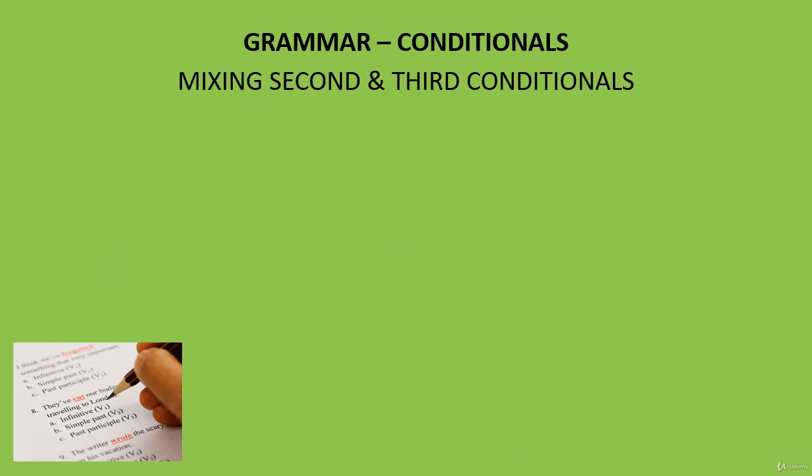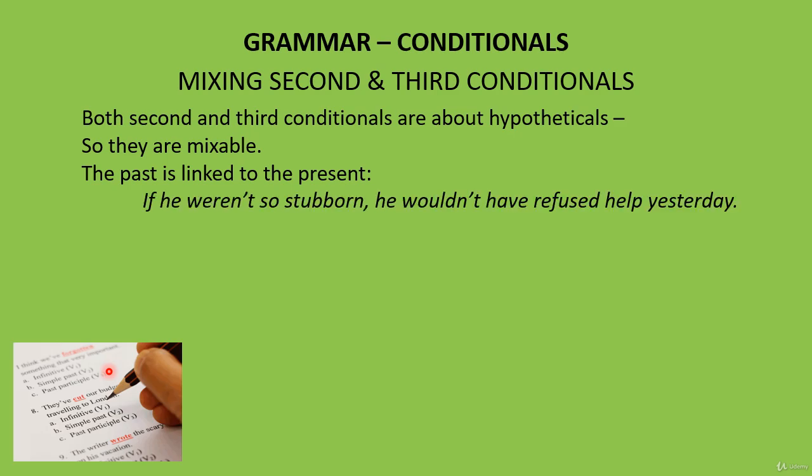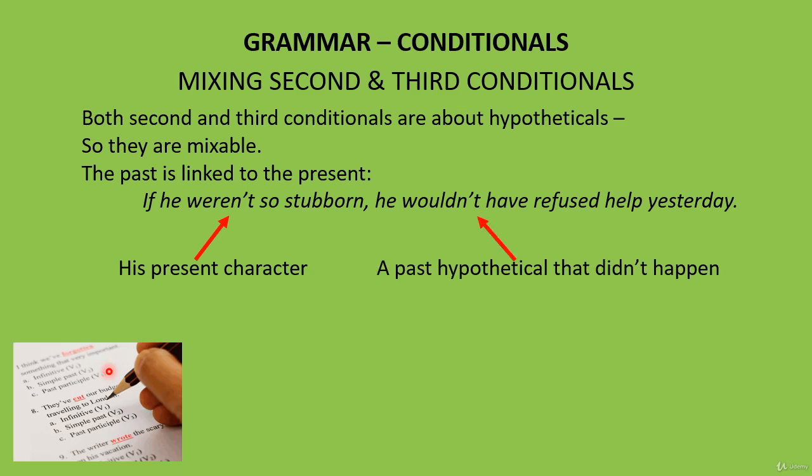Let's look now at how we can mix second and third conditionals, and this happens very often. Because they are both hypotheticals, it means they are mixable if a situation in the past is linked to the present, like in this example. If he weren't so stubborn, he wouldn't have refused help yesterday. His present character is he is stubborn, and the past action is he refused yesterday. Therefore, second conditional, if he weren't so stubborn, and then a past hypothetical that didn't happen, he wouldn't have refused yesterday.